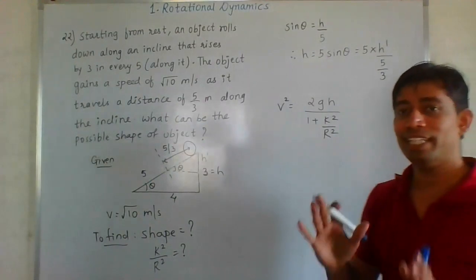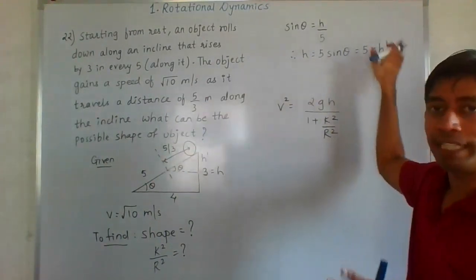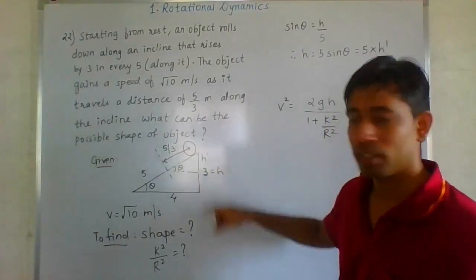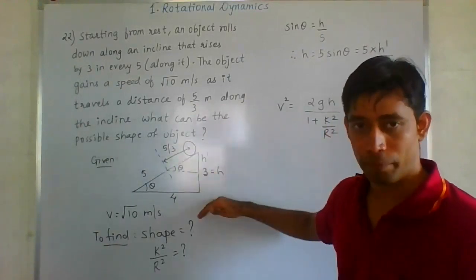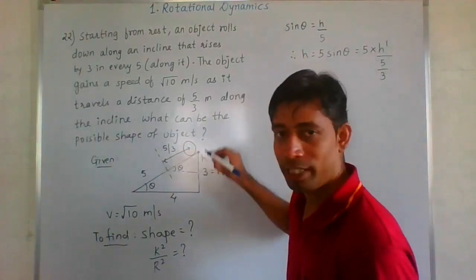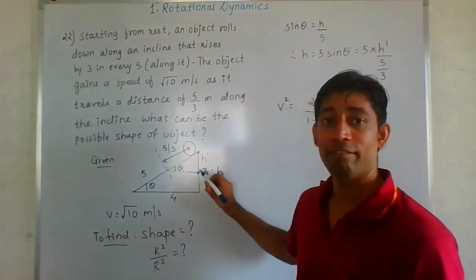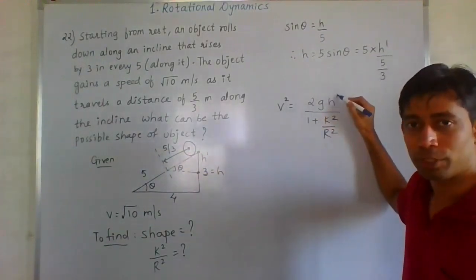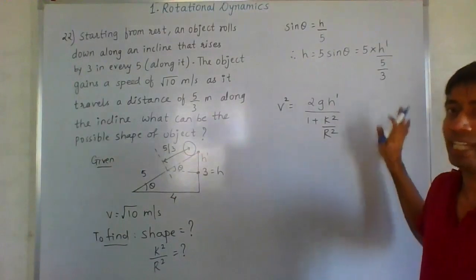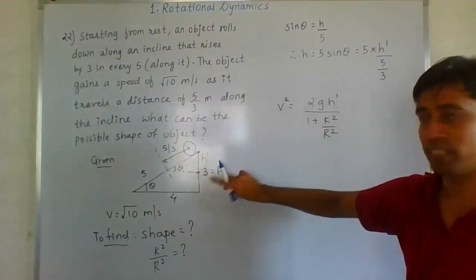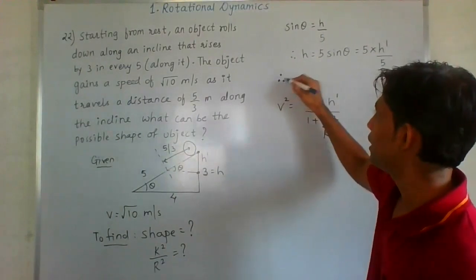Now try to understand the difference between this h and this h dash. This h is the height completely from top to bottom, whereas h dash is the height from this point till this point. And we are interested in h dash. We are going to substitute the value of h dash here. So h dash we have to find, and the value of h we know, which is 3. So I think we will get the answer in the last step.